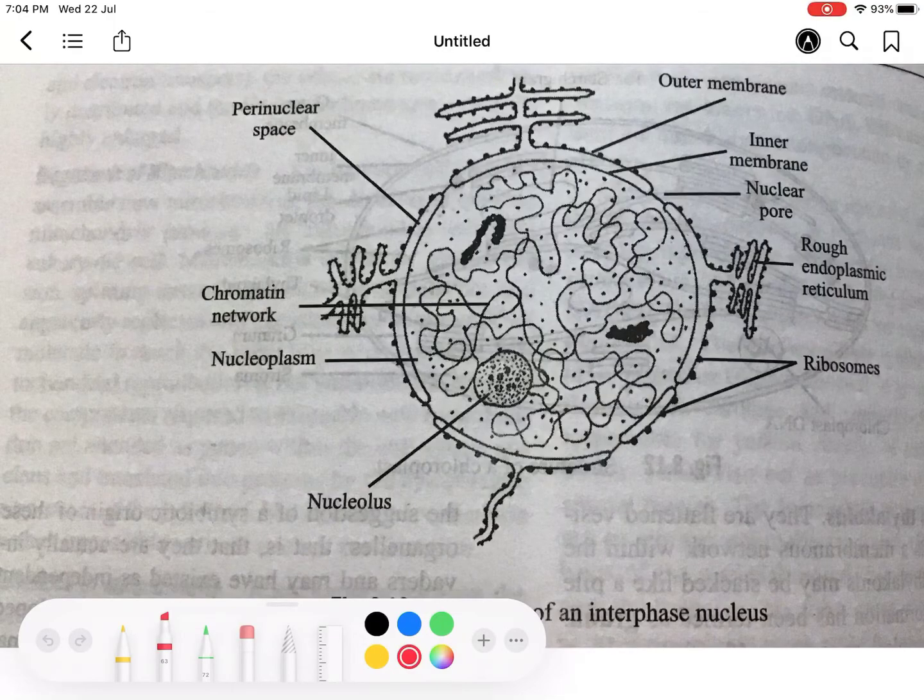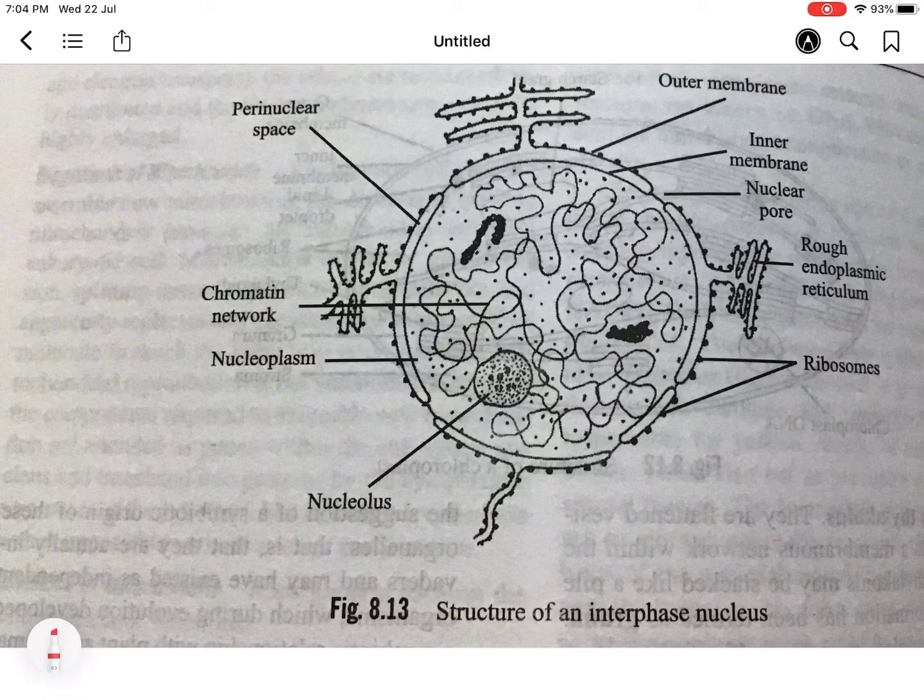This is the interphase nucleus, and here we will see all the structures. This diagram is very easy to draw, so please draw this diagram in your classwork. The nucleus contains two layers, the outer membrane and the inner membrane. The space present between these two membranes is known as perinuclear space. Then attached to the outer surface is rough endoplasmic reticulum, which has ribosomes on its surface.